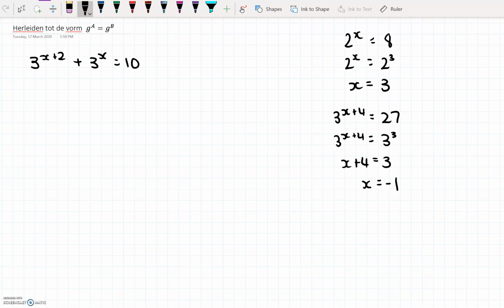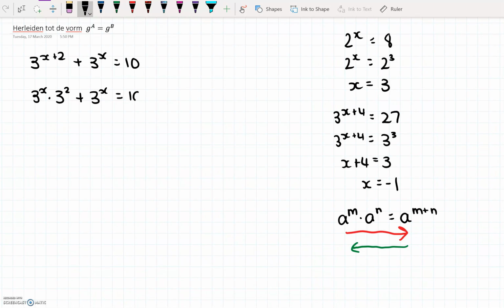Now normally what we've been doing is with our exponential rules, we know that a to the power of m times a to the power of n equals a to the power of m plus n. You've been working with this quite a lot, but typically we go from left to right in this setup. What we're going to do this time is start at the right and go left. Okay, so we have a to the power of m plus n because we have 3 to the power of x plus 2, but we're going to write that as its products. So instead we have 3 to the power of x times 3 to the power of 2, plus 3 to the power of x is equal to 10.